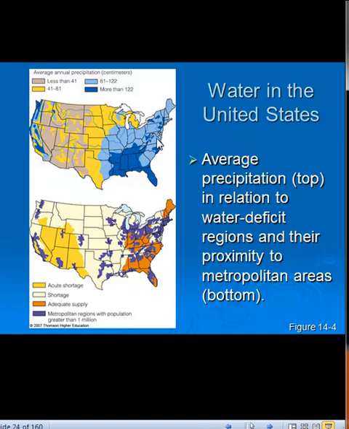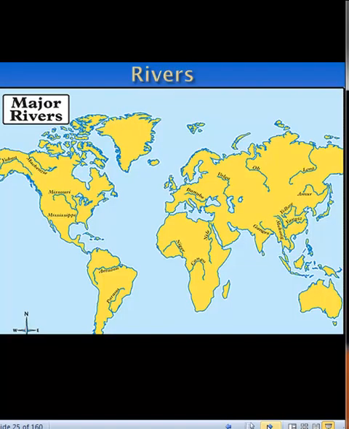As you can see, we don't live in a region right now where there is a water shortage or a water deficit problem. That doesn't mean it's not coming. We're not conservative with our water, and we're not careful with it.